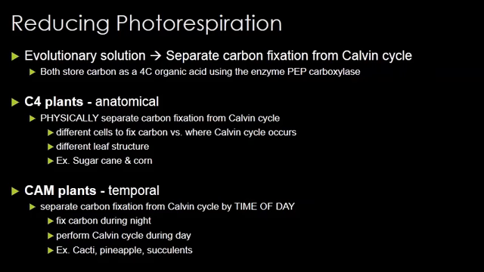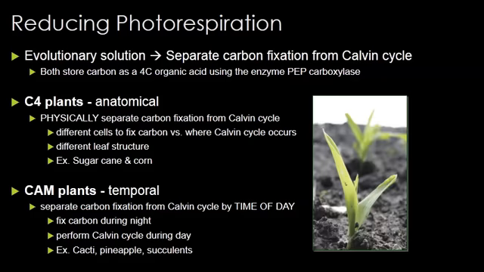The C4 plants physically separate the fixation of carbon from the Calvin cycle by doing it in a different cell. So they're going to have altered leaf structures. It's an anatomical, physical separation. Corn, sugarcane, things like that do this. Basically, if you have it separated, it doesn't matter if oxygen's coming in, the CO2 will be taken somewhere else. Now, it does this by using an enzyme called PEP carboxylase, and that is going to take CO2, store it as an organic acid, and transport that to this other cell.